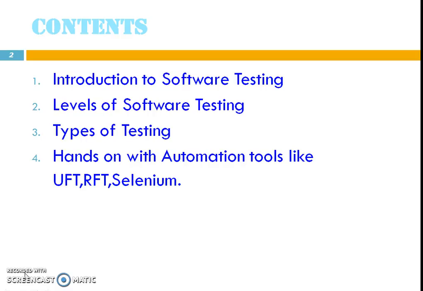So let's start with the content, what we are going to see in this small presentation. First, we will introduce the concept of software testing. Then we will try to understand the different levels of software testing. Then we will understand the types through which we complete the entire software testing. Then there are the ways to complete the testing life cycle, maybe manual testing or automation testing. What are the options if we are planning to go for automation testing? We may have hands-on with UFT, RFT and Selenium.